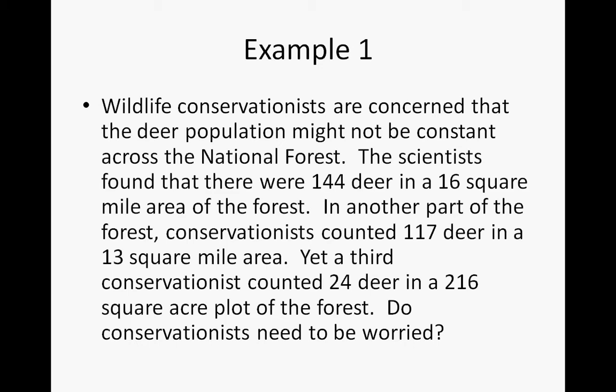It's the same thing. Wildlife conservationists are concerned that the deer population might not be constant across the national forest. The scientists found that there were 144 deer in a 16 square mile area of the forest. In another part of the forest, conservationists counted 117 deer in a 13 square mile area, and yet a third conservationist counted 24 deer in a 216 square acre plot of forest. Do conservationists need to be worried?